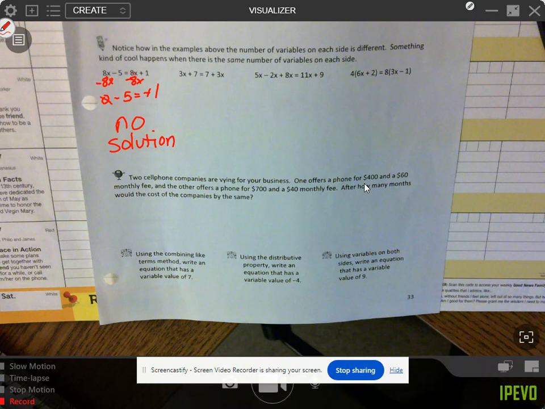So when your variable gets subtracted down to 0, you can't say negative 5 equals plus 1. So you would say no solution.